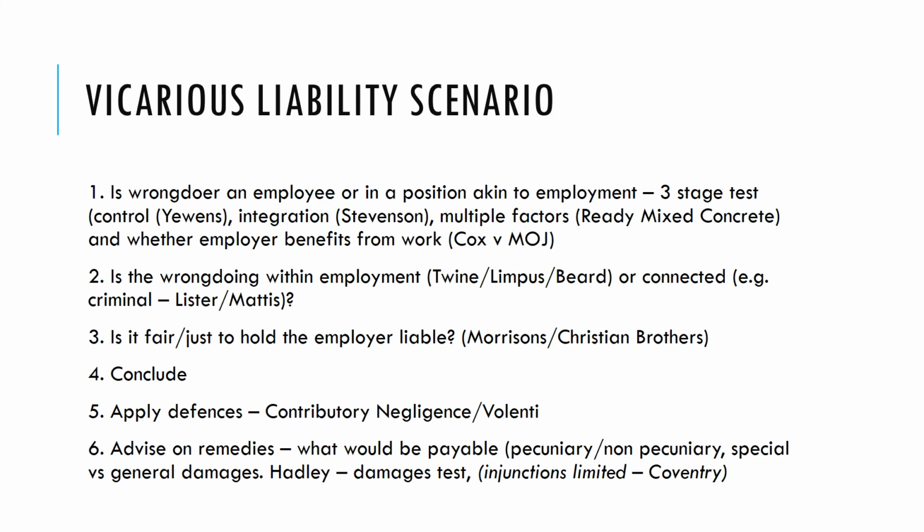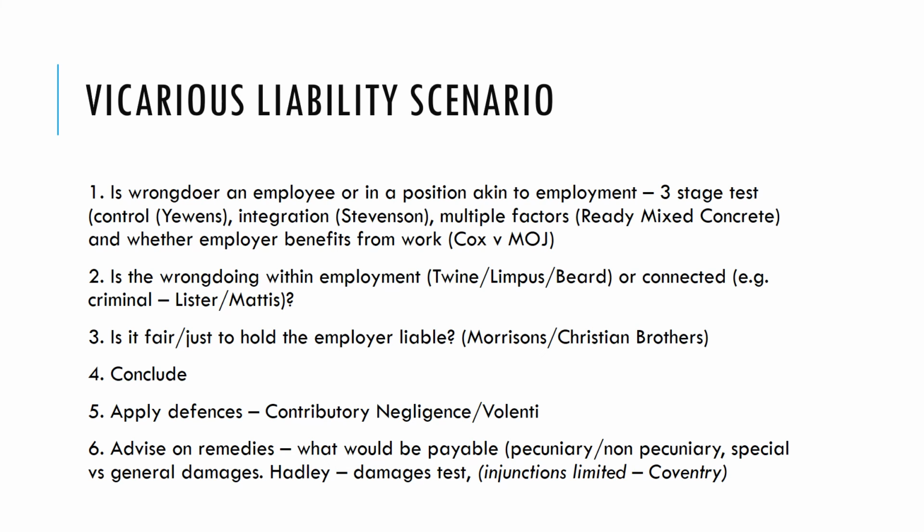And vicarious liability. So again, I've put this into 6. So you establish the employee-employer relationship. So there's a 3-stage test to establish that, or whether the employer has benefited from the work that the so-called employee has carried out. Okay. The wrongdoing that's occurred, has that occurred within the employment, or is it connected to the employment if it's a criminal matter? Is it fair and just to hold the employer liable? And then conclude. Apply defences if applicable, not always, and advise on remedies.